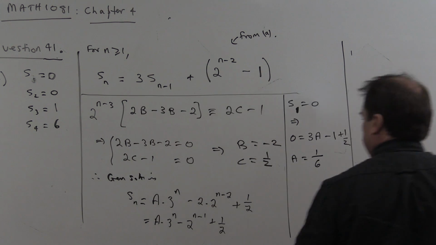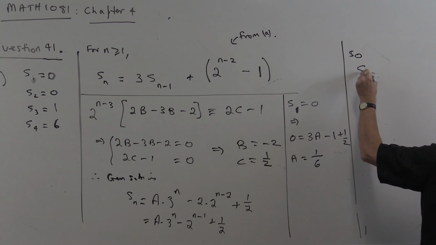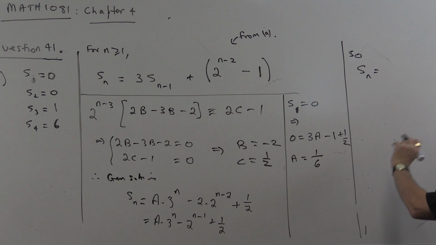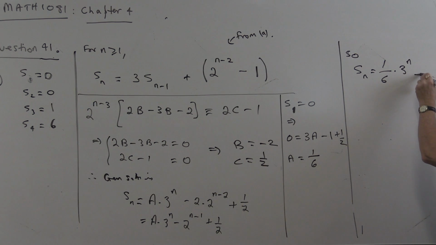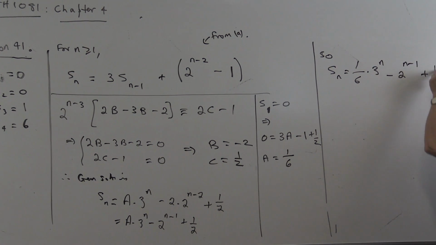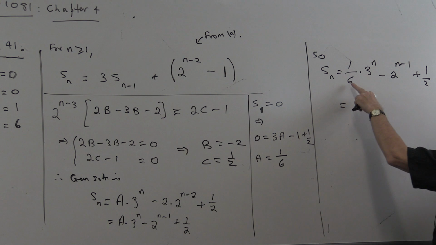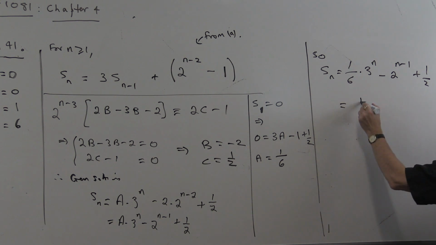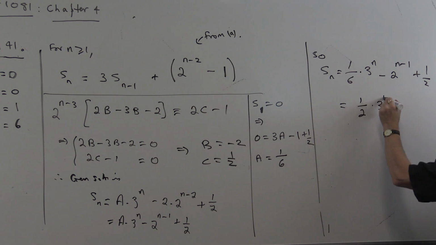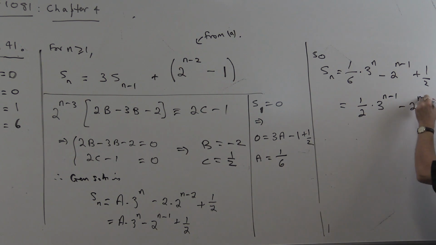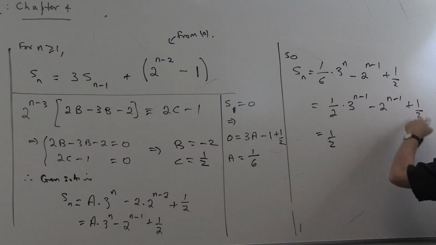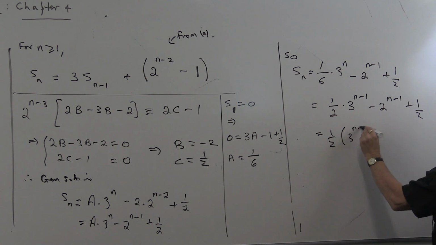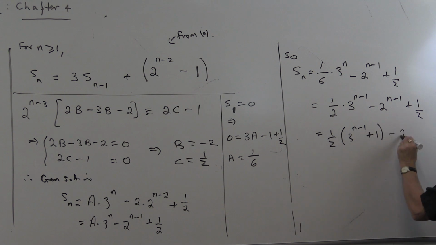So finally then my S sub n is, now A is a 6th times 3 to the n minus 2 to the n minus 1 plus a half. And again, I might borrow one of the 3's out of here and write this as a half times 3 to the n minus 1 minus 2 to the n minus 1 plus a half. And just to tidy up, I'll take a half out of the first and last terms and write it like that.